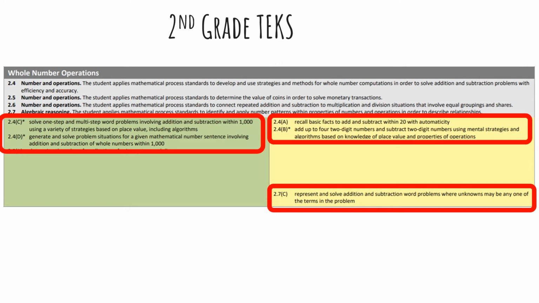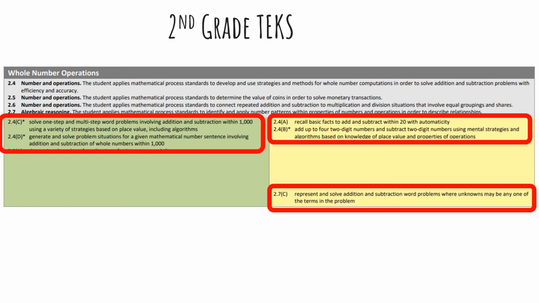Now let's take a look at the second grade TEKS that reference addition and subtraction. Students in second grade will now begin to solve one-step and multi-step word problems involving addition and subtraction within 1,000 using a variety of strategies based on place value, including algorithms. They can generate and solve problems for a given mathematical number sentence involving addition and subtraction of whole numbers within 1,000. They can recall basic facts to add and subtract within 20 with automaticity.